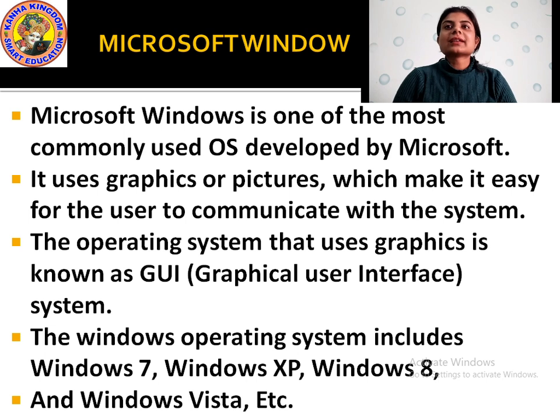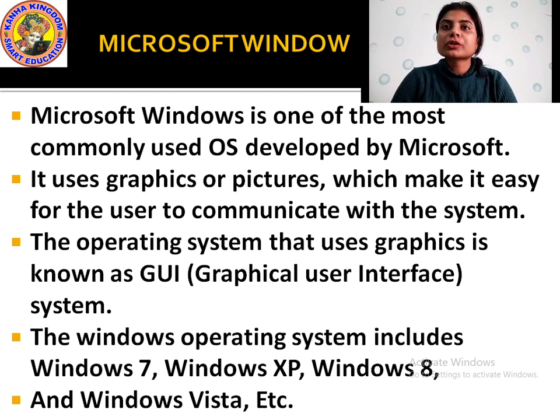And now students, let us study about the Microsoft Windows. The operating system that we use in our computer nowadays is Microsoft Windows, MS Windows. MS means Microsoft, M-I-C-R-O-S-O-F-T. The full form of MS is Microsoft. The operating system that we use in our computer nowadays is Microsoft Windows.